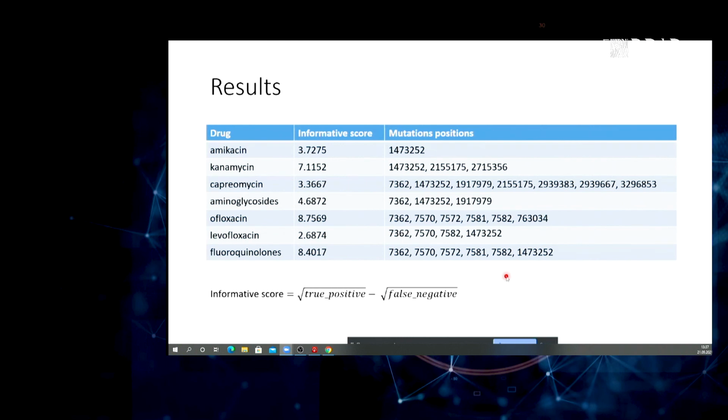We applied such an algorithm for second-line drugs and obtained a list of mutations with an informative score calculated by the formula. Although some values are higher than others, we still can't build a classifier for them because accuracy is too low. So the correct way to interpret the results is that this list of mutations occurs more frequently in the samples that are resistant to fluoroquinolones than in those that are sensitive.